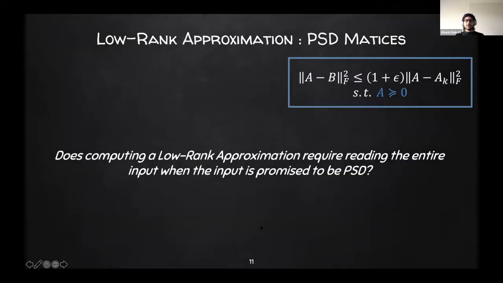Okay, with that motivation in mind, the main question that we want to understand is whether a low-rank approximation for a PSD matrix requires reading the entire input. So we saw that for general matrices, it's necessary that we read all the non-zero entries in the matrix. Does the same continue to hold if you're promised that your input is PSD?